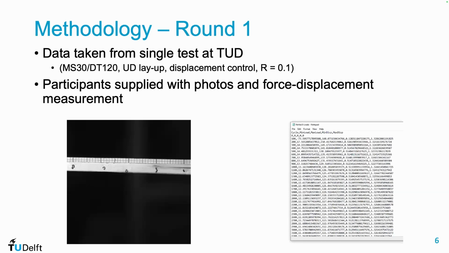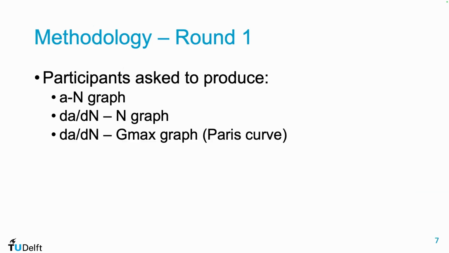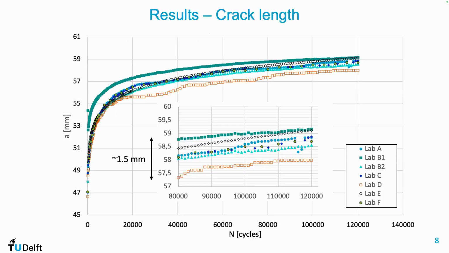So we have a millimeter scale here. You can see the crack tip over there. And every cycle, we have maximum and minimum force and displacement measurements from the fatigue machine. This raw data was sent to all the participants, and they were then asked to produce a crack length curve, a crack growth rate curve, and the Paris curve. So let's dive straight into the results. In view of time, I will go a bit quickly through some of them.